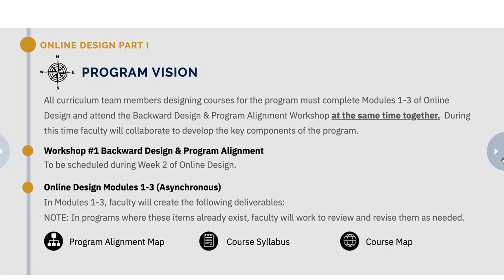So what does this look like when we dig in a little bit deeper? Online design can really be broken into 3 parts. There are 6 modules. The first 3 modules are completed in weeks 1, 2, and 3.